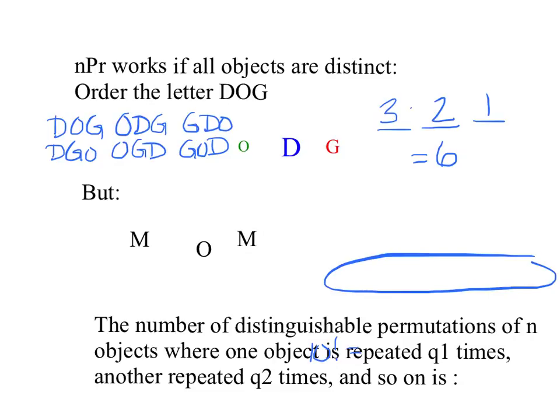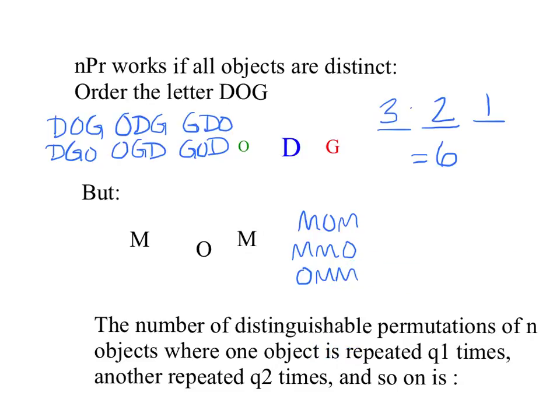But what about for the letters for mom? Now if I look at that, I can go M-O-M, M-M-O, O-M-M. But there's nothing else I can do, because I can't tell the difference between one M and the other M. So if I were to switch those two, it doesn't matter, it'd be the same thing. And so I really only have 3 ways to do this. So if I don't have distinct letters like this, then I have fewer ways of ordering them.